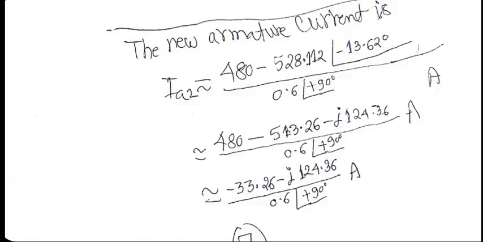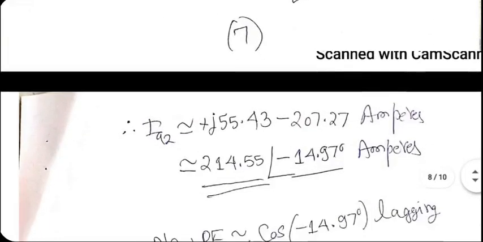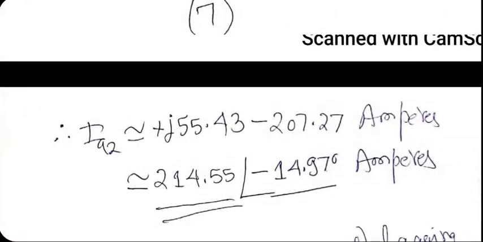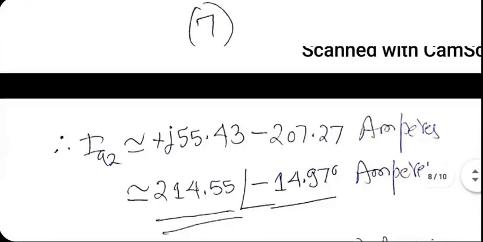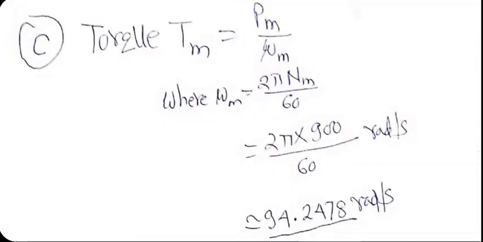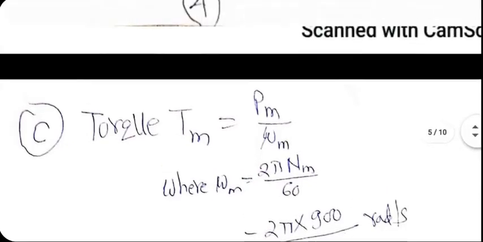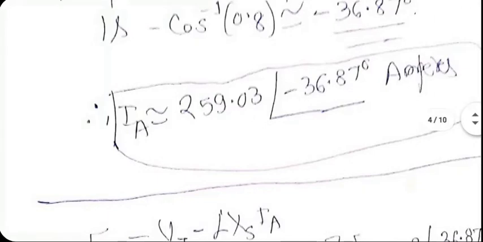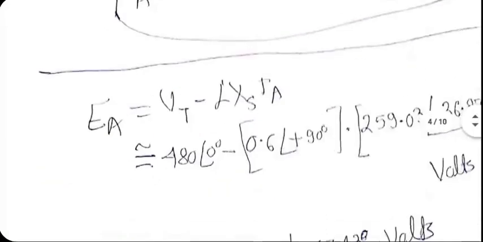The new armature current, or the second armature current, turns out to be this one. You can see that the angle of the armature current has also changed. It is now minus 14.97 degrees. In problem 1, it was minus 36.87 degrees. So yeah, there's a drastic change in that also.